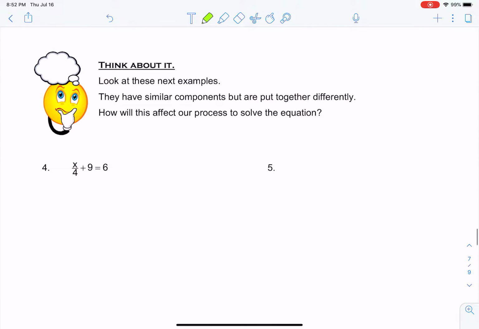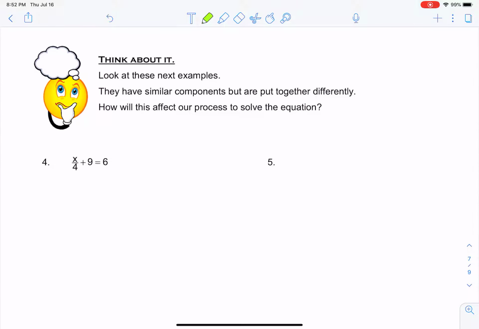Okay. I'm going to have you try example 4, and I'm going to give you one last problem to try on your sheet just for giggles to see what you think you might do to solve example 5.